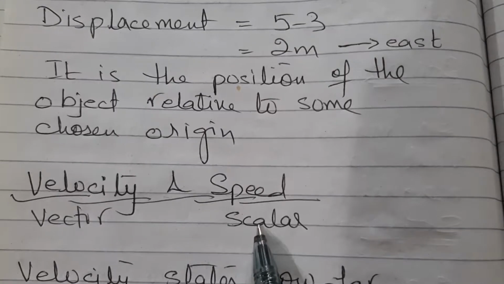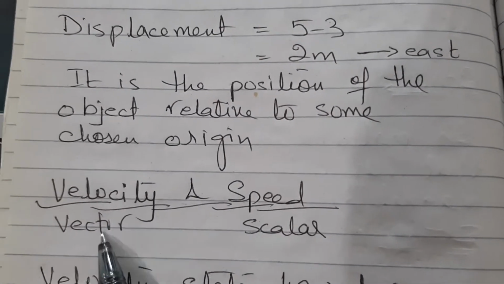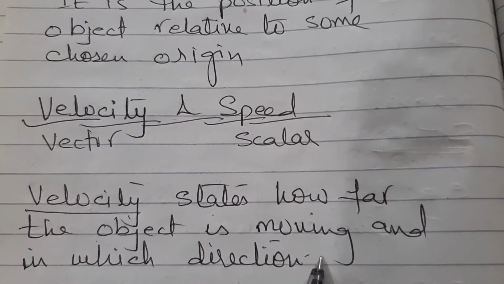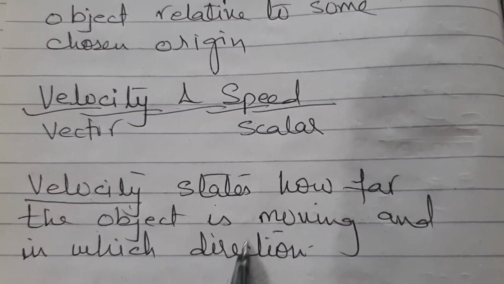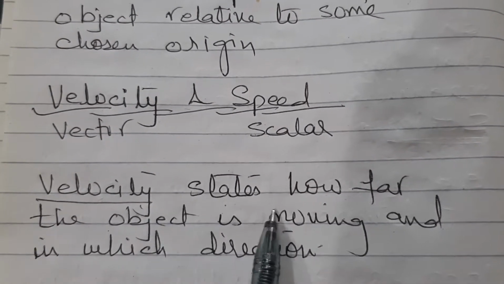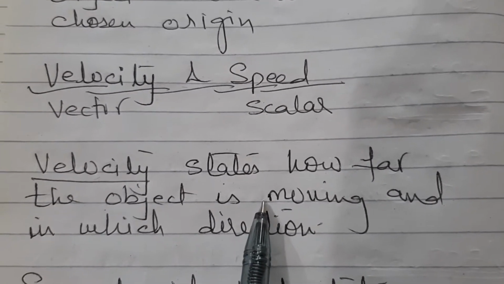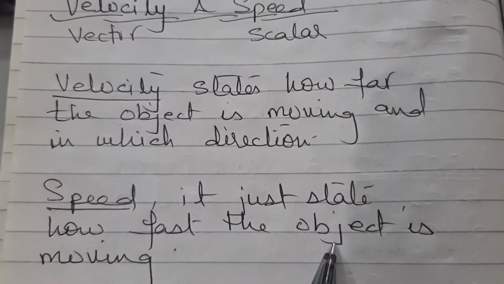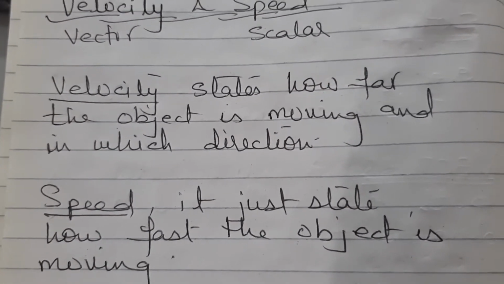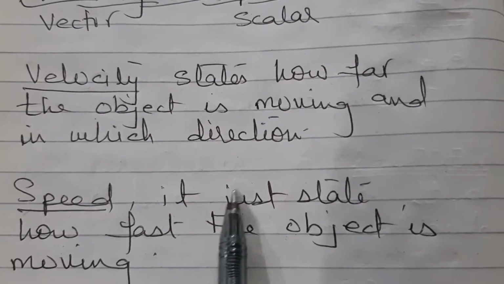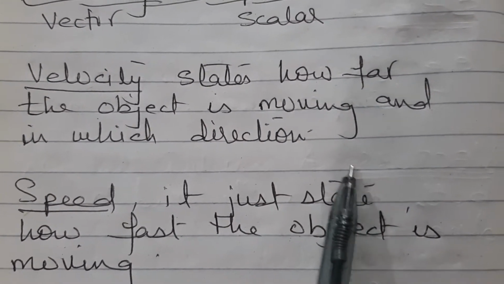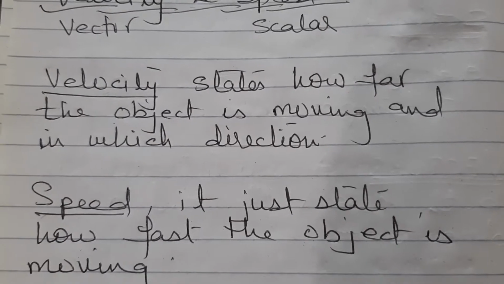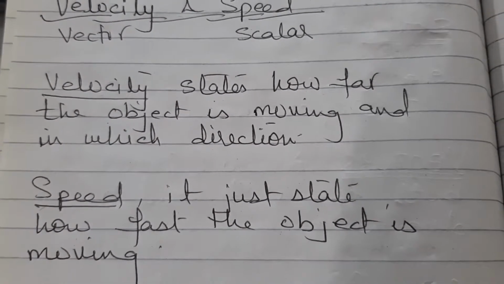Now velocity and speed. Speed is scalar, velocity is vector. Velocity basically states how far the object is moving in a particular direction. If I do not mention the direction and only talk about the magnitude at which the object is moving, how fast, I will say it is scalar. So for example, I can say the aeroplane is going at a speed of 800 km per hour. But if I say it is going in the northeast, then it is velocity. So magnitude with direction is called velocity.